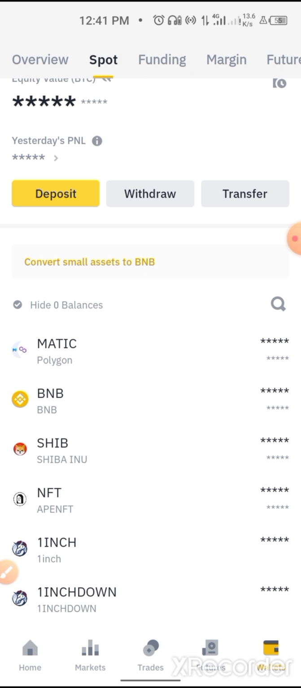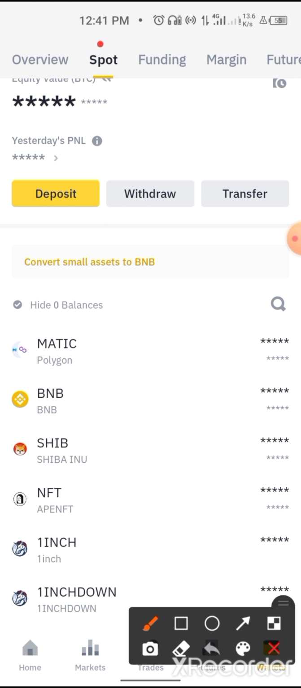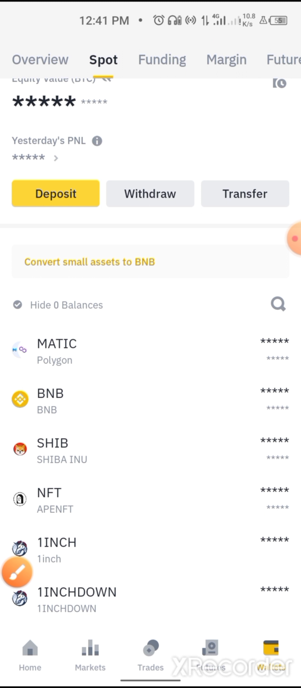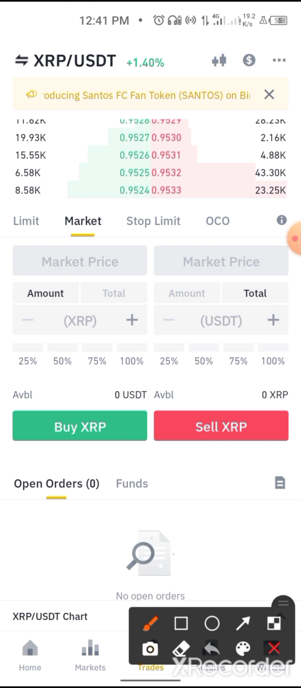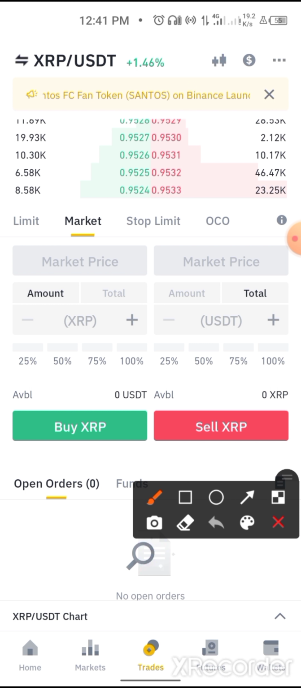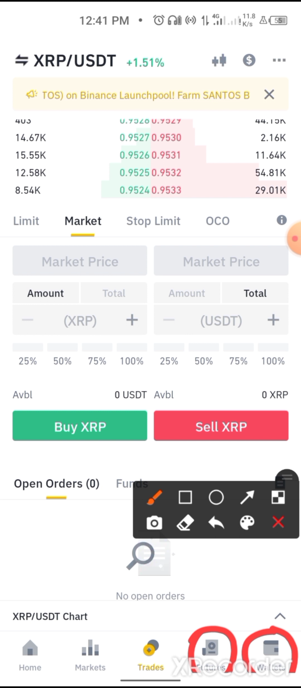Now this trade, like I said, is spot. What you're trading here is spot. It is different from margin, is different from futures, and so on. Okay, so how to sell, and we'll go back to trade. Remember how I'm navigating all this. This is the wallet, this is futures, this is the tab for your futures trading.